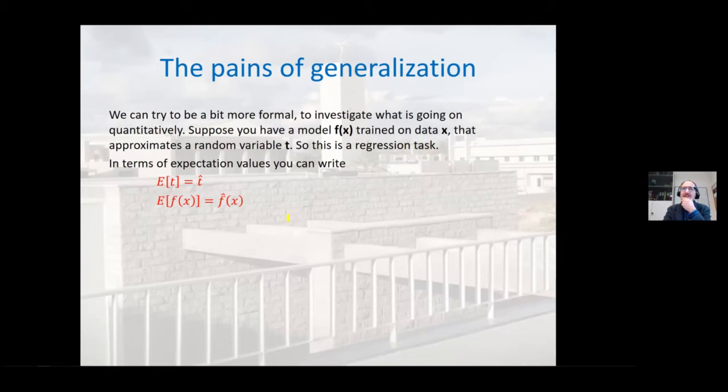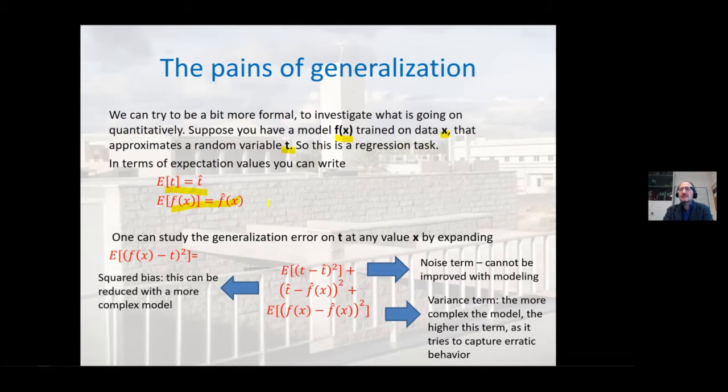So we can try to look into this from a mathematical standpoint. You can suppose that you have a certain model trained on some data to approximate a random variable, so it's a regression to T. You have an expectation value of T and an expectation value of your estimator. You can study the generalization error at any value of x by expanding the expectation value of the difference between your estimate and the true value. And this can be decomposed in three terms. The first term is the expectation of t minus t hat, which is basically how well your data represents the true value, and its noise. You cannot improve this with a better model.